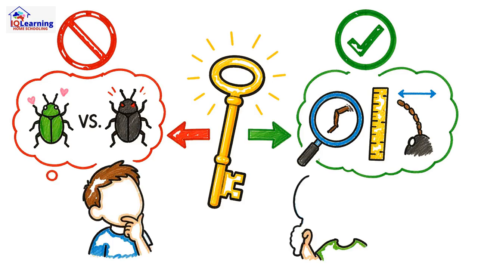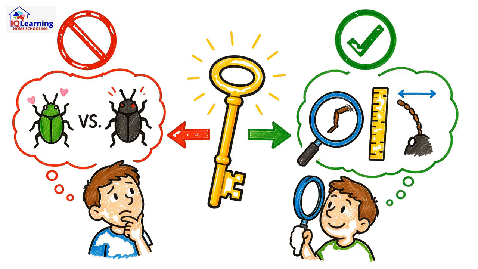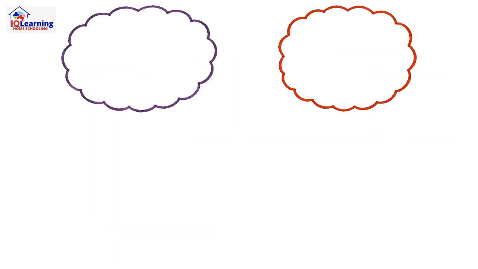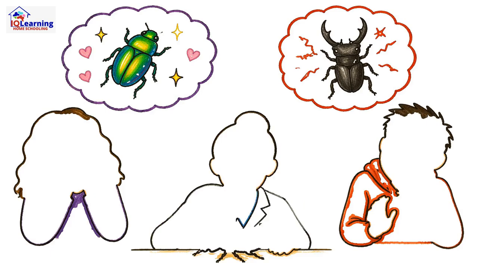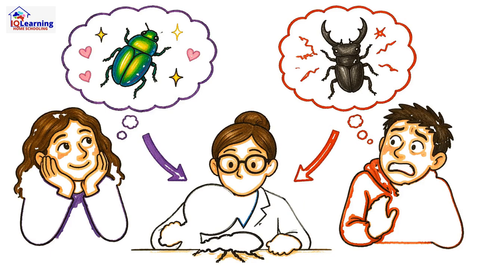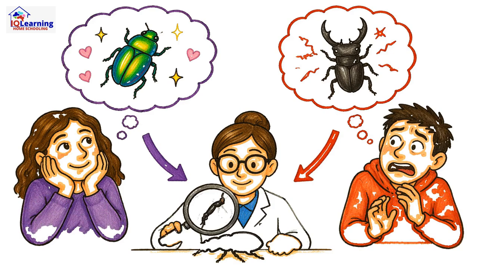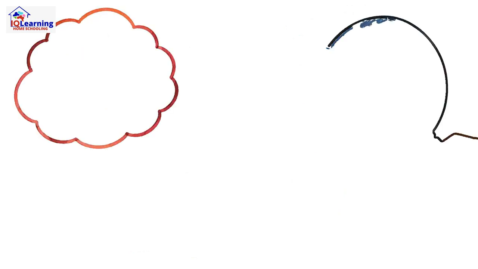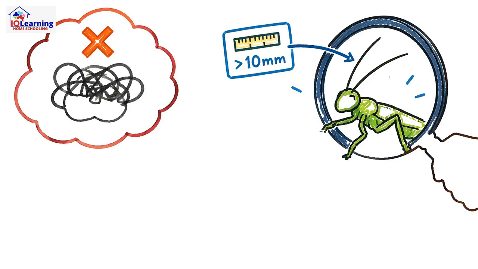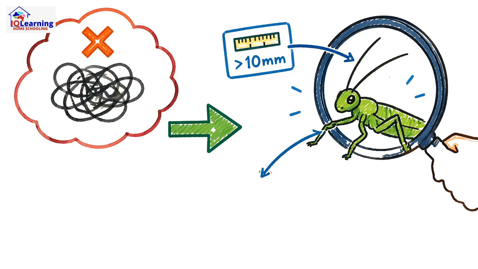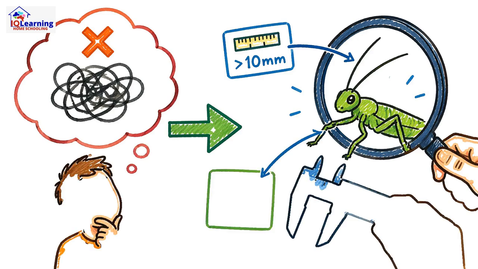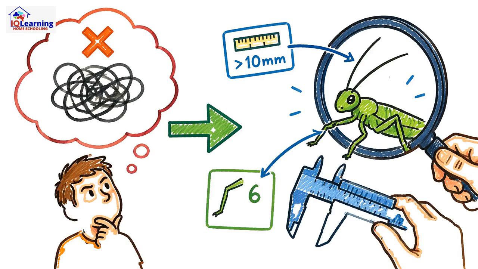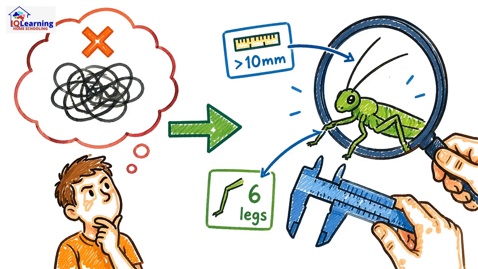You can't use characteristics like "is beautiful" or "looks scary." Why? Because my idea of beautiful might be your idea of terrifying. Science needs facts everyone can agree on. So a good key uses measurable traits. "Has 6 legs," not "has a lot of legs." "Antennae are longer than 10 millimeters," not "has long antennae." It forces you to trade opinion for pure observation.